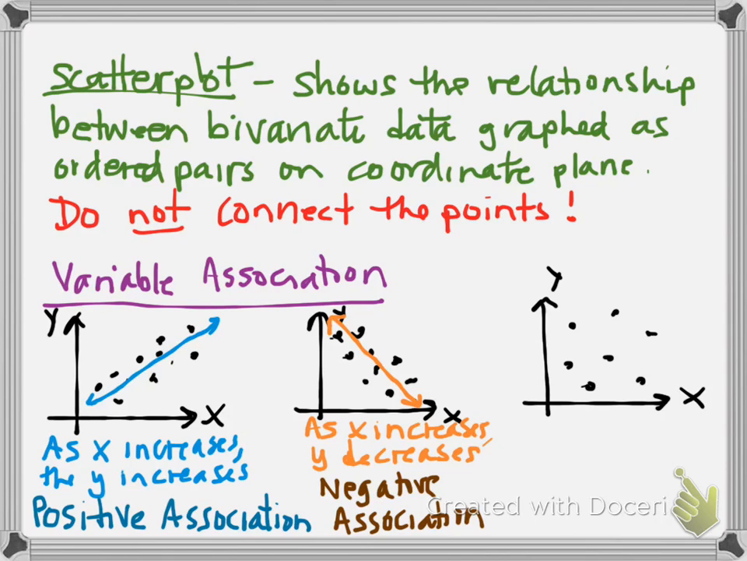Now the next one, there's not a line that I could draw that would best represent that data because it's really scattered all over the place. So basically we say that there's no variable association. There's no association. There's no correlation. The two variables are not linked to each other.